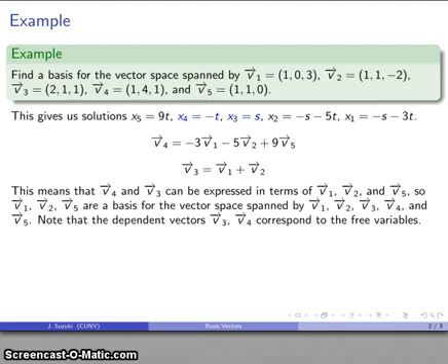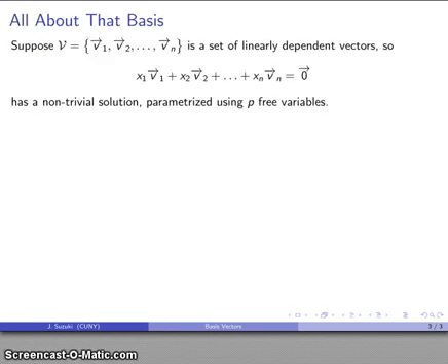Now, you might notice that the dependent vectors v3 and v4 are the ones that are directly expressible in terms of the free variables. Vector v3 corresponds to the variable x3, and that corresponds to one of my free variables. Vector v4 corresponds to minus t, and that's another one of our free variables. And, well, this is a coincidence. Or is it? Well, let's think about that a little bit more.